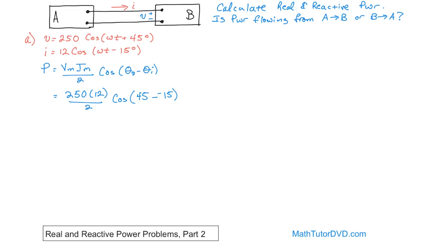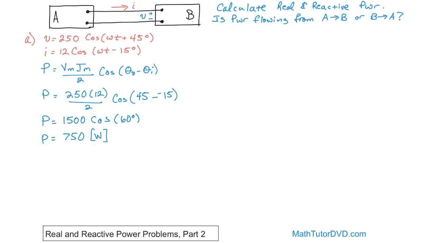So you'll have 45 minus a negative 15, which becomes a positive. Capital P is going to be, when you take 250 times 12 divided by 2, 1500 times the cosine of, inside these parentheses, 45 minus a negative 15, which is positive 60 degrees. When you do that math, 1500 times the cosine of 60 degrees, you'll get 750. And the units of real power are just the familiar watts.